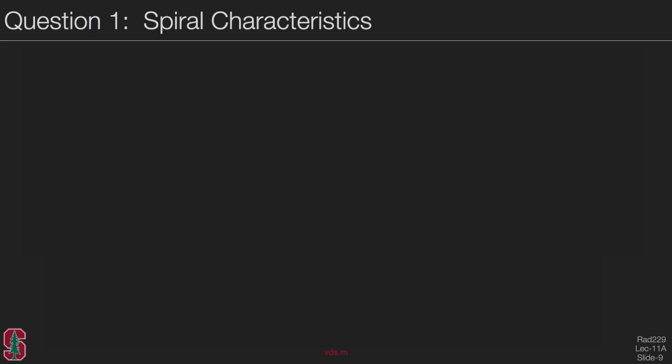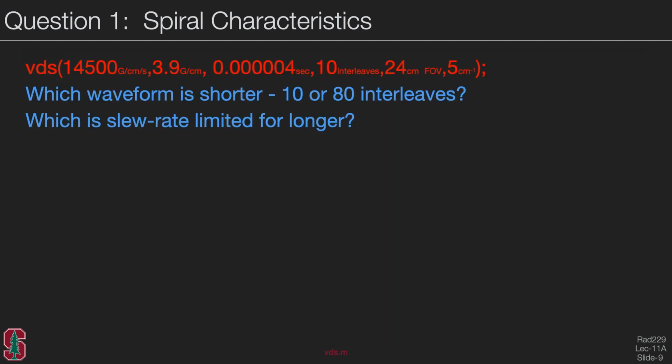So now let's look at a question here regarding spiral imaging. If we design spirals, we can use this function, which we'll explore in class, called VDS, for variable density spiral. So the question is, if we have 10 or 80 interleaves, which generates a shorter waveform with all other parameters constant? The second question is, which of these is slew rate limited for a longer period of the spiral?